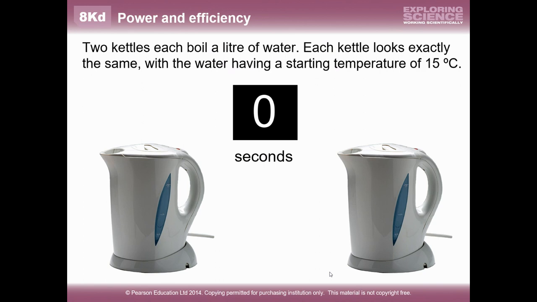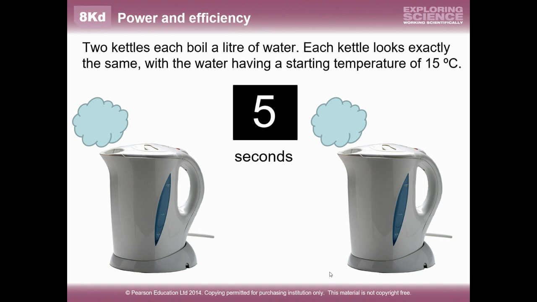We have two identical kettles with the same amount of water, 1 litre in each of them. Each kettle the water has a starting temperature of 15 degrees. Now, we switch them on and time how long it takes before they start boiling. The kettle on the left only takes 2 seconds. That is an incredibly efficient kettle, whilst the kettle on the right takes 5 seconds. Even that is pretty impressive.